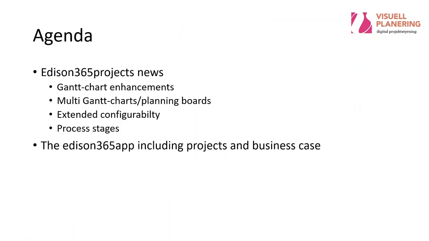The agenda for today is, as I said, some news in the Edison365 suite, and the user interface changes that we're going to go through in Edison365 projects. It's going to be about Gantt chart enhancements, the possibility to have multiple Gantt charts or planning boards in a project based on the project template. We're going to look at some extended configurability, some nice to have changes in the UI, and the option to work with the projects with process stages. And then we're also going to talk about some infrastructure changes, mainly something which will be the Edison365 app, but I will get back to that.